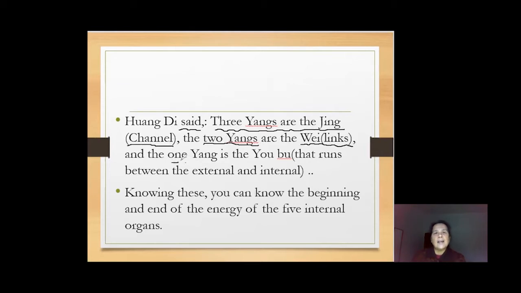And one yang, they talk about the youbu in Chinese. That means moving between external and internal. Huang Di said, if you know this, you will know the beginning and the end of the energy of the five internal organs. It looks like Huang Di answered the question, but truly it's still not clear. So we can see the next page here.